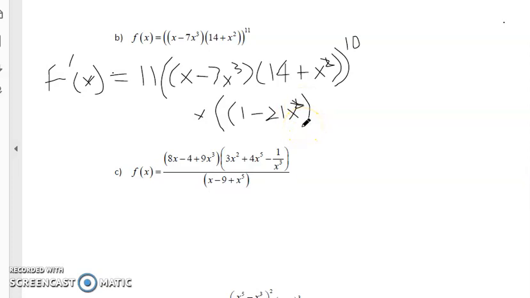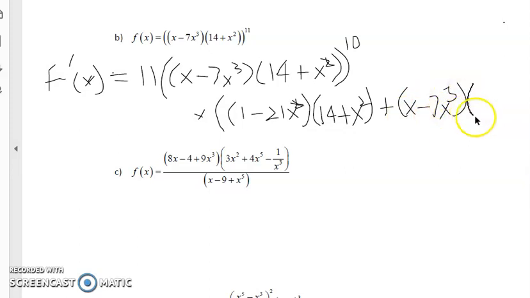That's the derivative of the first part times the second, so that's 14 plus x squared, and then a plus sign. Notice all of this is in a big set of brackets. And then I go plus, and now there's just the first part, which is x minus 7x to the power of 3, bracket, and now the derivative of the second part, well, the 14 is just 0, and the derivative of x squared is just 2x, bracket, and then another containing bracket, closing bracket, because of the plus sign there.